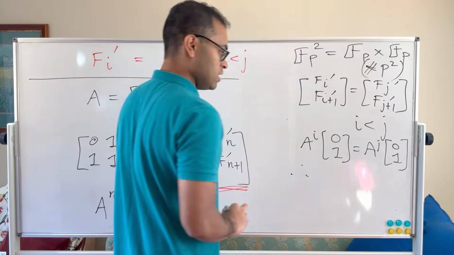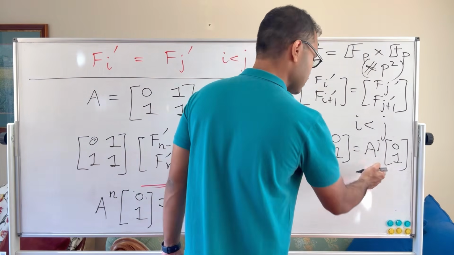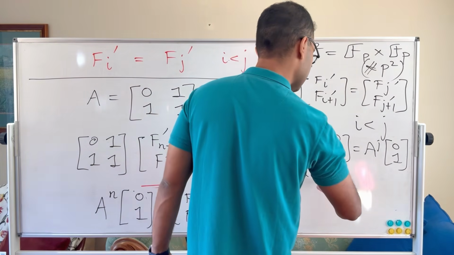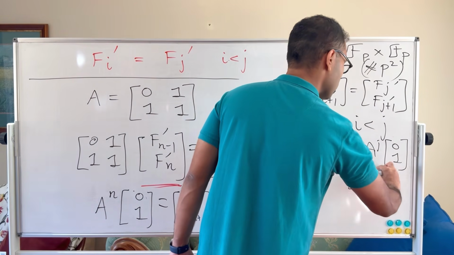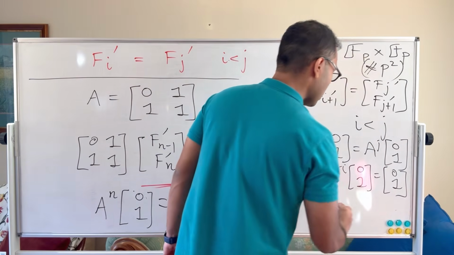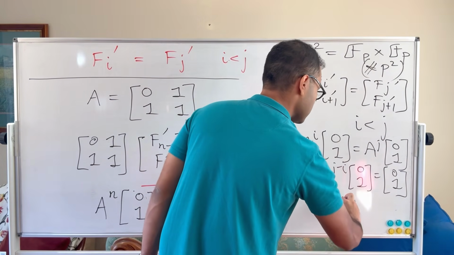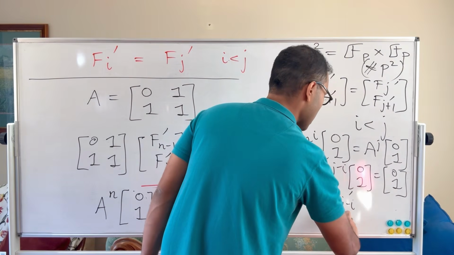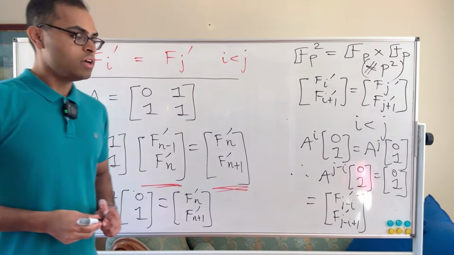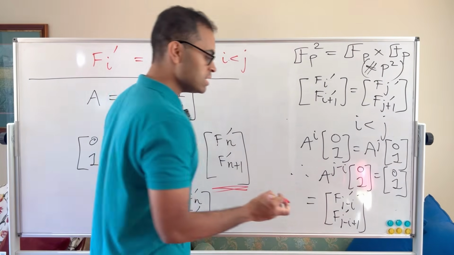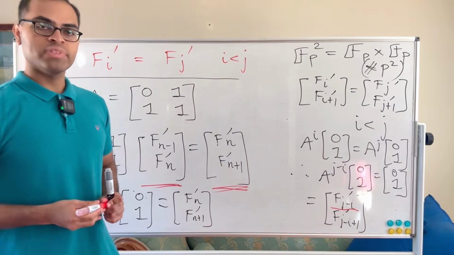And so therefore in this thing we can say, because i is less than j, we can multiply by A to the power minus i on both sides, and put A to the power j minus i on this side. We get that A to the power j minus i times (0, 1) is going to equal (0, 1). But we also know that this is going to be the (j minus i)th term of the Fibonacci sequence, and the (j minus i plus 1)th. These are all remainders when you divide by p. So that means that the remainder of the (j minus i)th term when you divide by p is actually 0. That's what we proved.